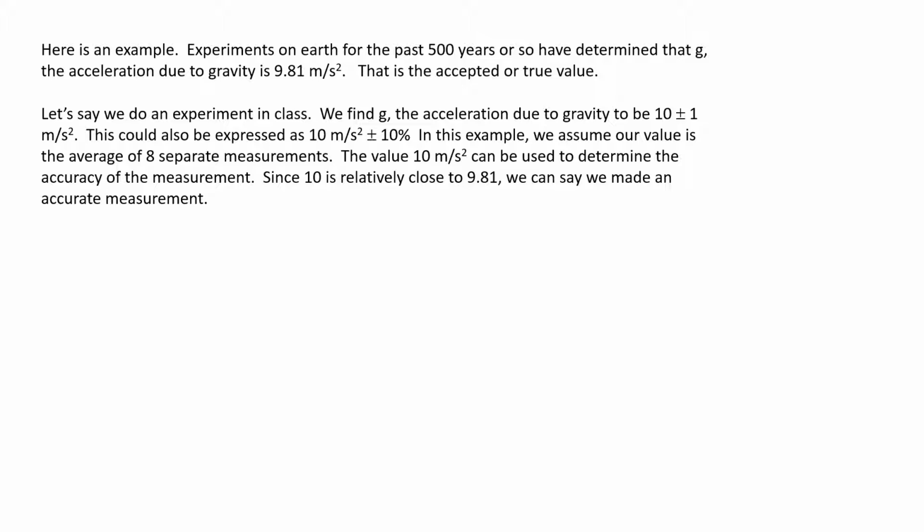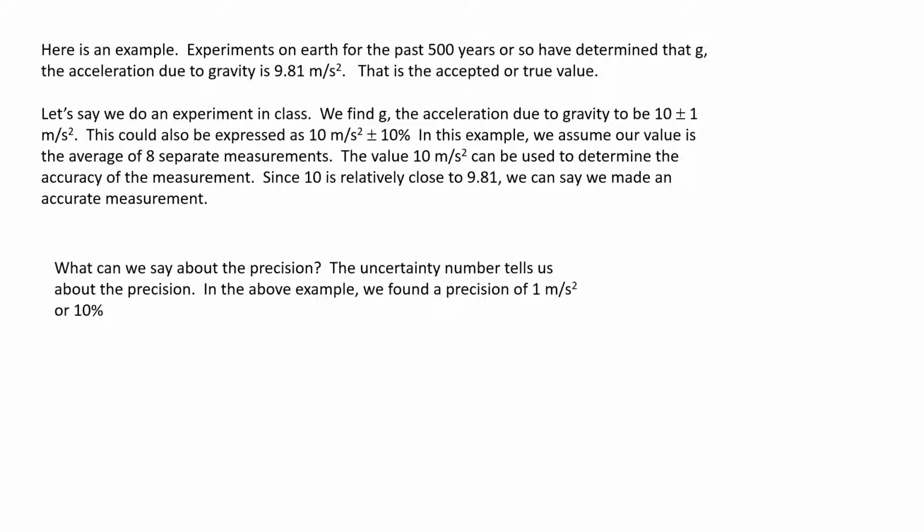Let's say we do an experiment in class. We find g, the acceleration due to gravity, to be 10 plus or minus 1 meter per second squared. We could also express this as 10 meters per second squared plus or minus 10%. In this example, we'll assume that our value is an average of, let's say, 8 separate measurements. The value of 10 meters per second squared can be used to determine the accuracy of the measurement. Since 10 is relatively close to 9.81, we can say that we made an accurate measurement.